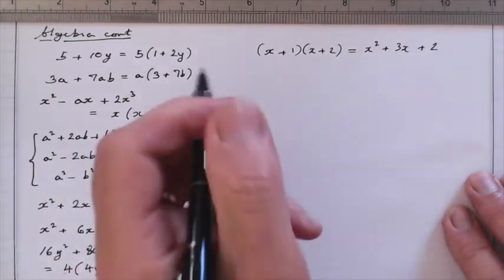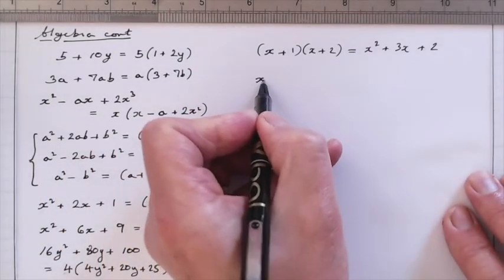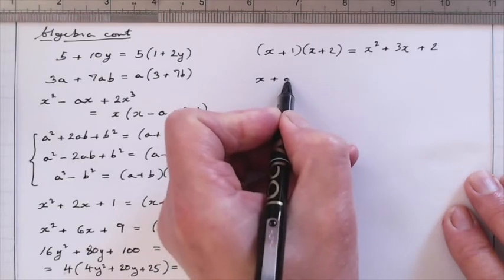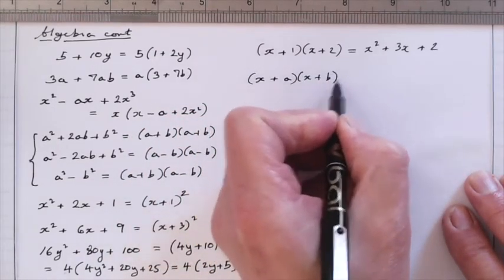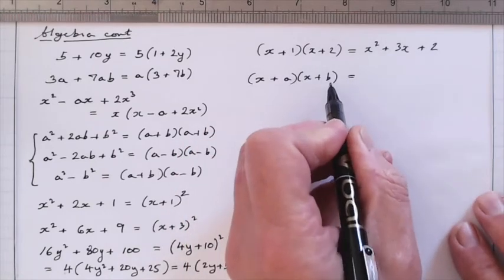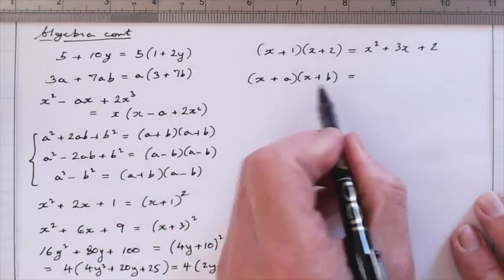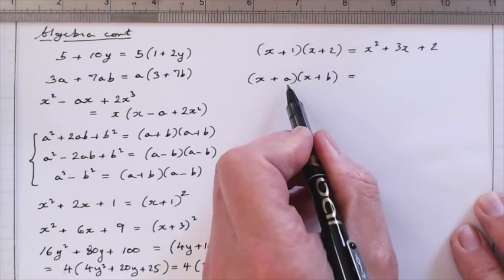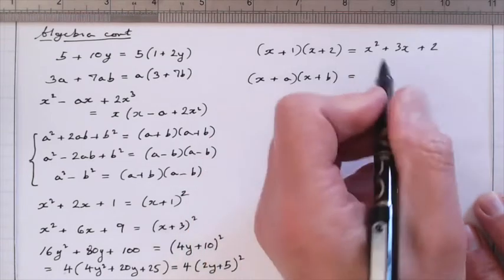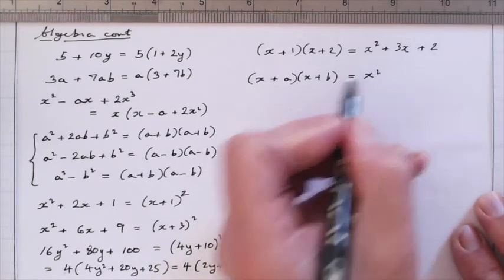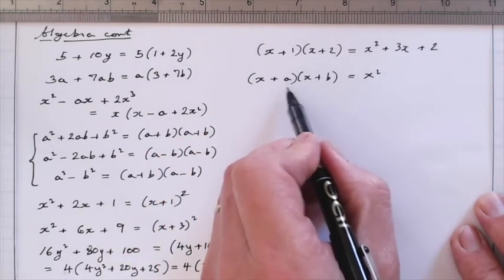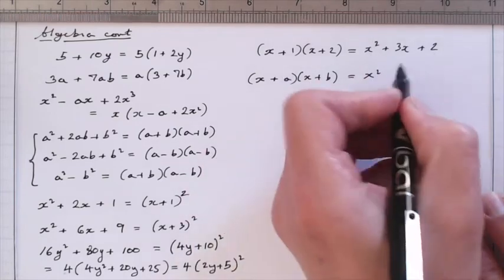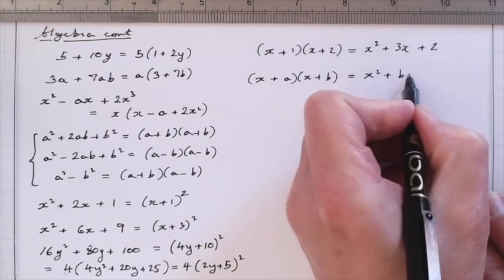I think what might be helpful here is to look at the general case. The most general case would be x plus a times x plus b, where a and b I'm just using to represent some integers. They can be positive or negative. Now if I multiply this out, I'm going to get x squared, plus bx plus ax. Let me actually just write that down.